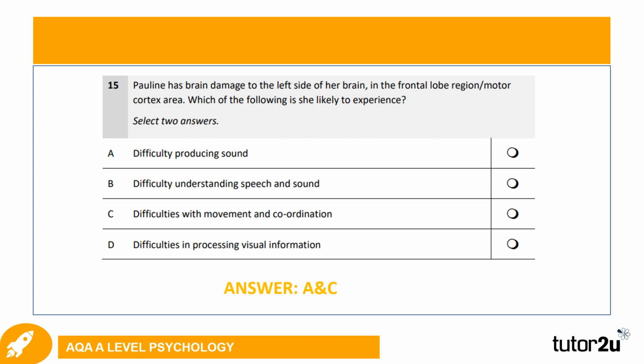Well done if you went with A and C here. So yeah, the frontal lobe region is difficulty producing sound, and obviously with the motor cortex as well, this is difficulties with movement and coordination. Pauline is probably going to find that she experiences that. Remember, every time you see that word motor, it tends to be associated with movement of some sort. So that is one of the key buzzwords you need to be looking out for.